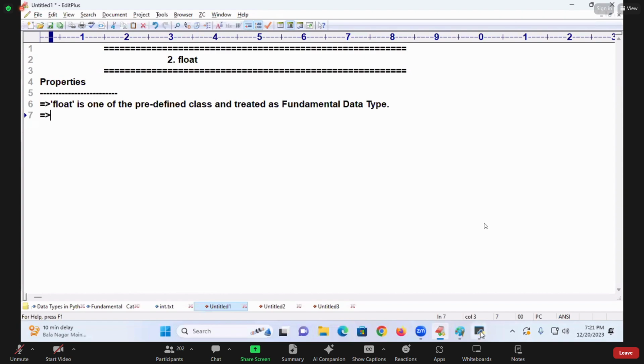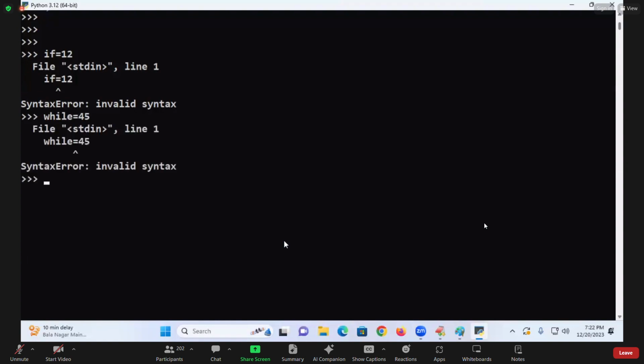Now look at all of you. Ready to answer? if = 12, valid or invalid? Good. Why invalid? It's a keyword. Good. But it is not my question. Now I'm asking while = what? 45. while = 45. Valid or invalid? Also invalid because it is a keyword.